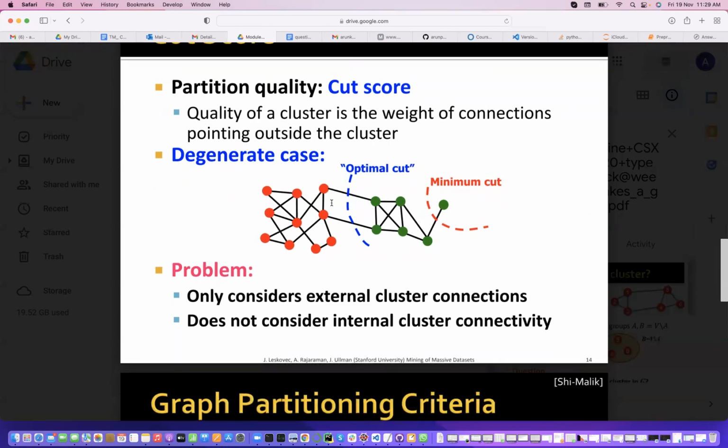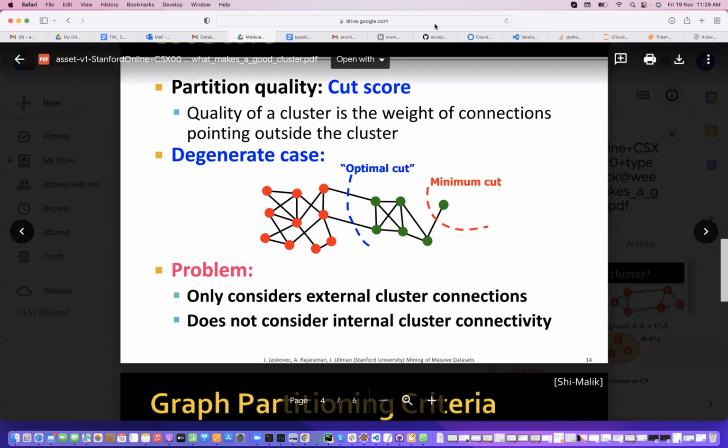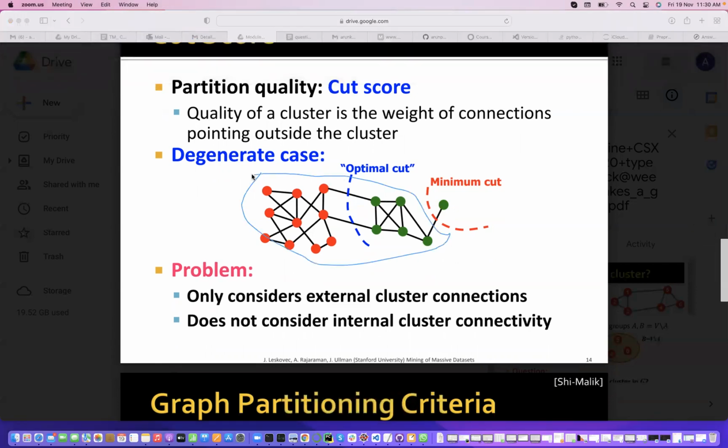So here is the degenerate case: optimal cut, minimal cut. If you take only one point out, what is happening here? What is the cut score for that? In this whole thing, if you make this one cluster, what is the cut score here? Only one is going out, right? One. So if instead you make this one a cluster, then what is the cut score here? Cut score? 2.